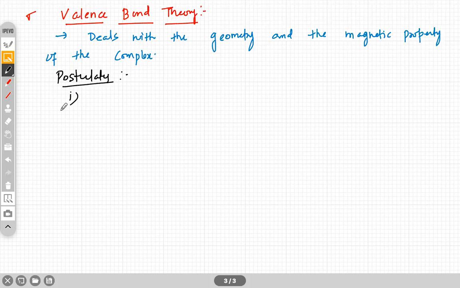The central metal atom, CMA, loses a definite number of electrons to form ions. This number is the valency of the metal.